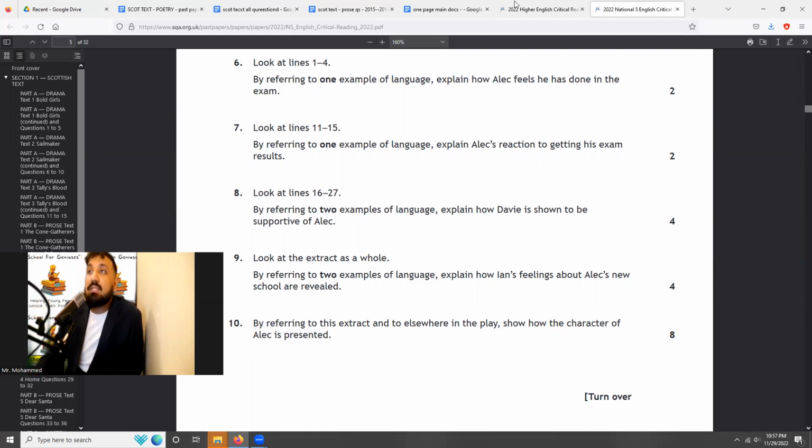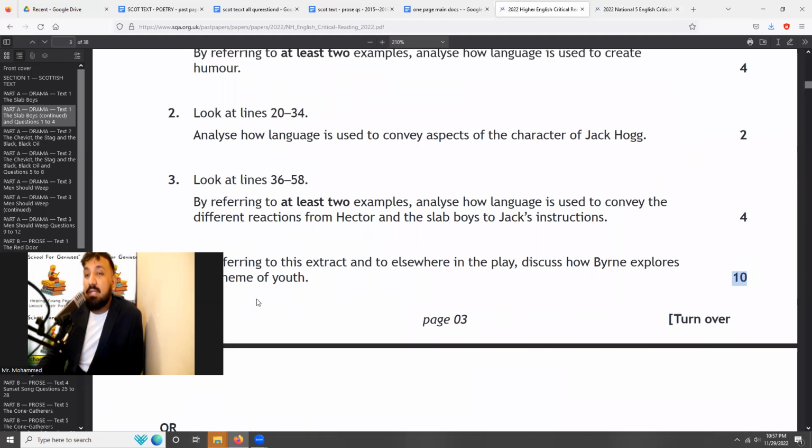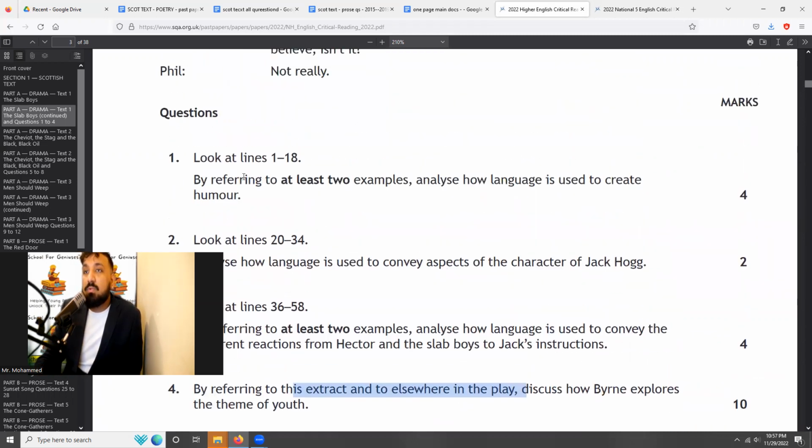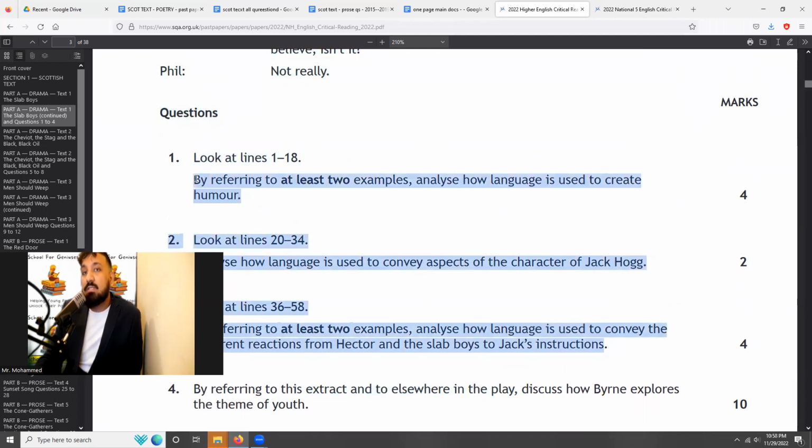The reason I call it a comparison question is because it always asks you to compare between the texts in some way. I'm not going to go into this question right now. I'm going to have a video on that specifically, covering what it looks like, how to structure the answer, and so on. Today we're going to focus on the first half, the questions on the extract.